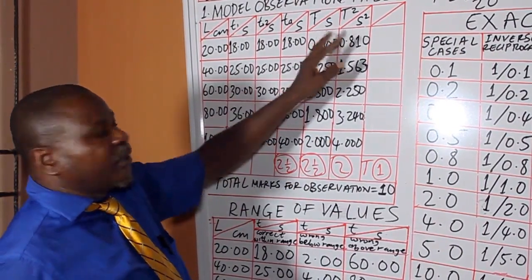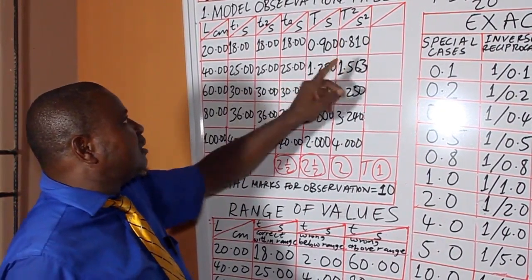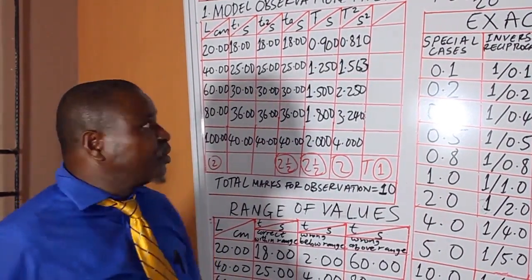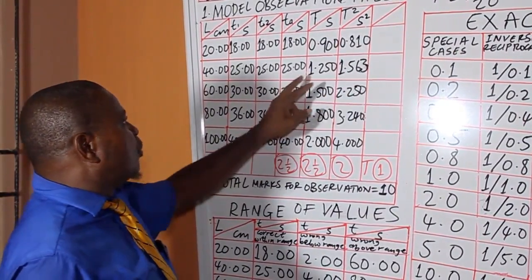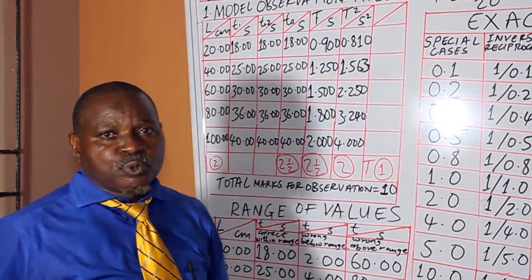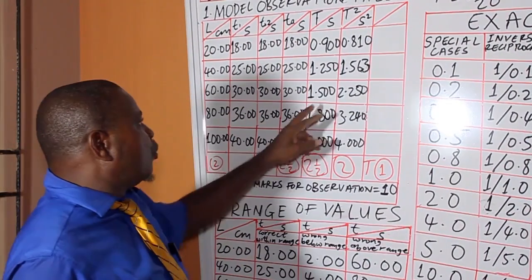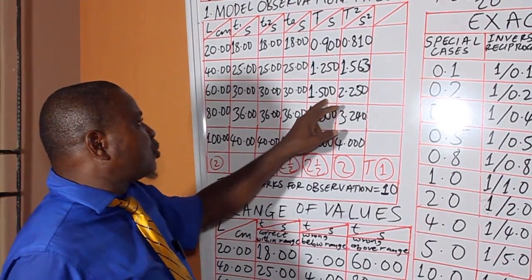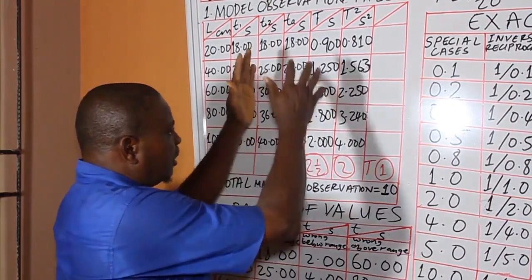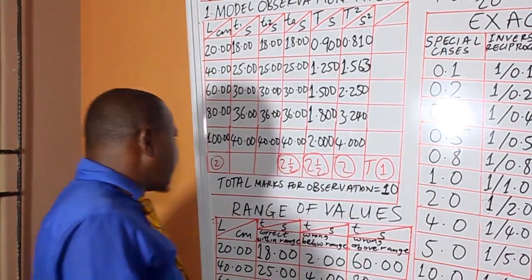Now, for t square, we are going to square t. 0.900 times 0.900 will give us 0.810. 1.250 multiplied by 1.250 will give us 1.563. 1.500 times 1.500 will give us 2.250. Everything from beginning to the end.